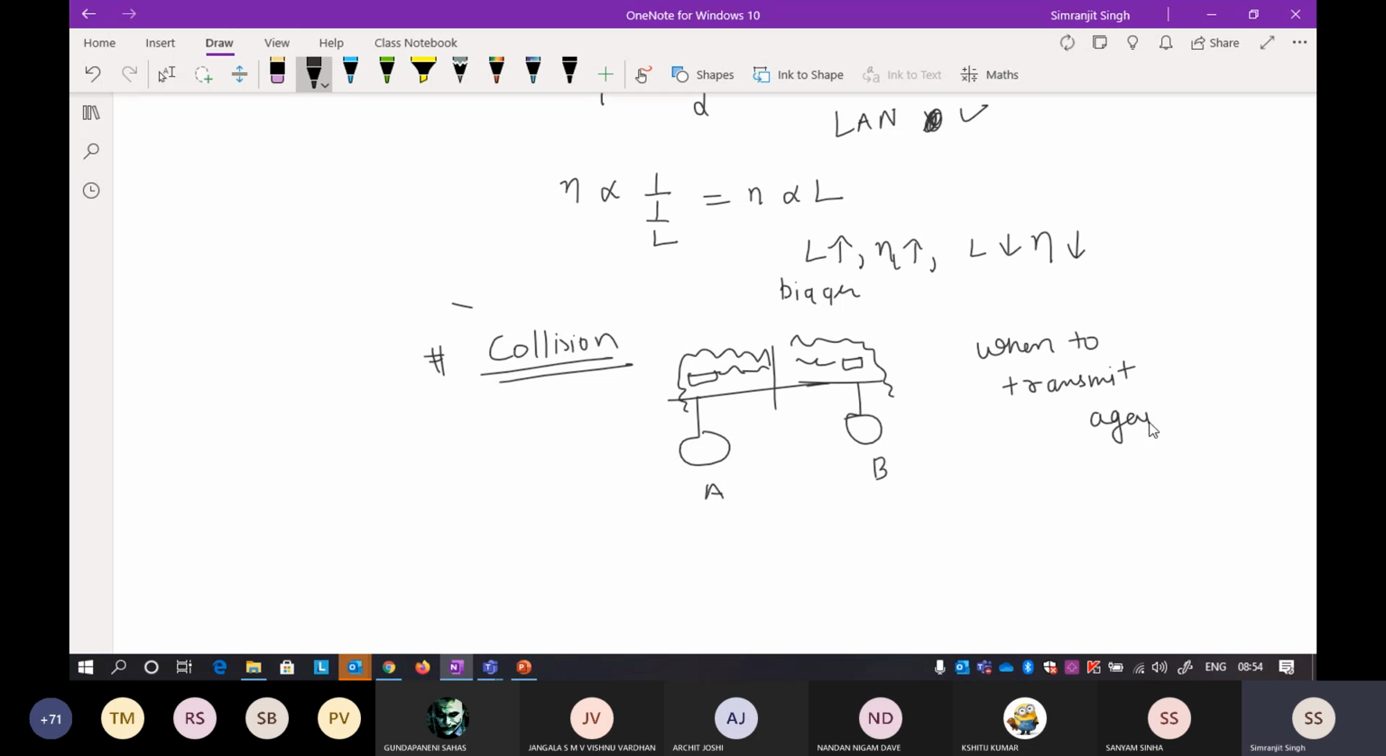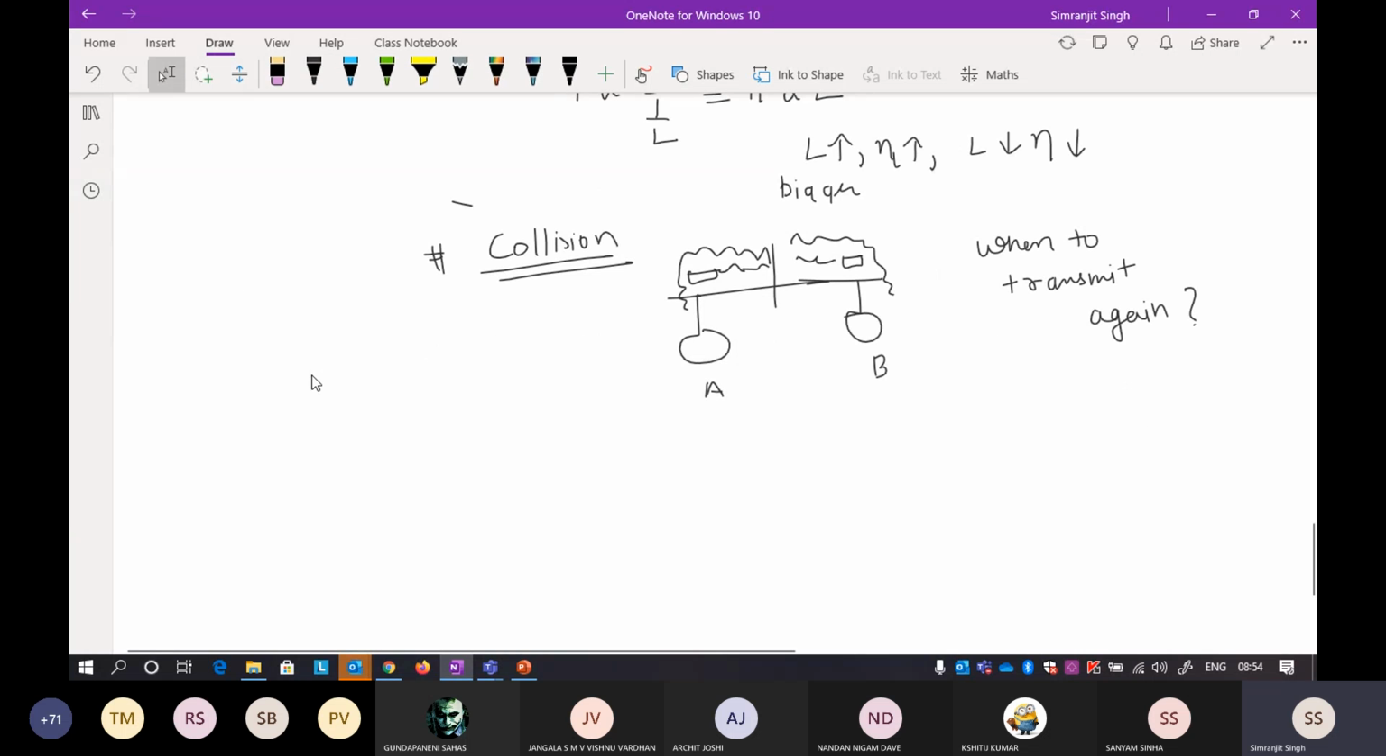When A sees the collision signal, it knows that the data it is sending has collided with another data, so it has to retransmit the data again. The main question is when to retransmit. For this question, the backoff algorithm is there.